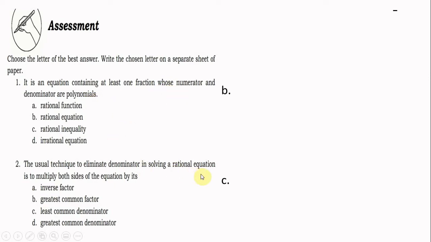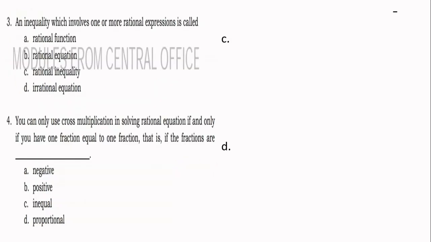polynomials. Now, number two, the usual technique to eliminate the denominator in solving a rational equation is to multiply both sides of the equation by its, the answer is letter C, least common denominator. Next, number three, an inequality which involves one or more rational expressions is called, letter C, rational inequality.